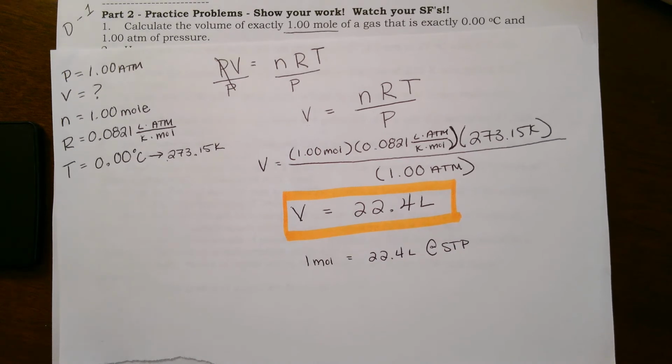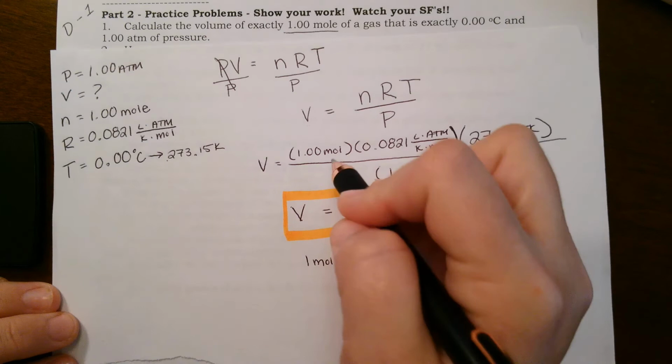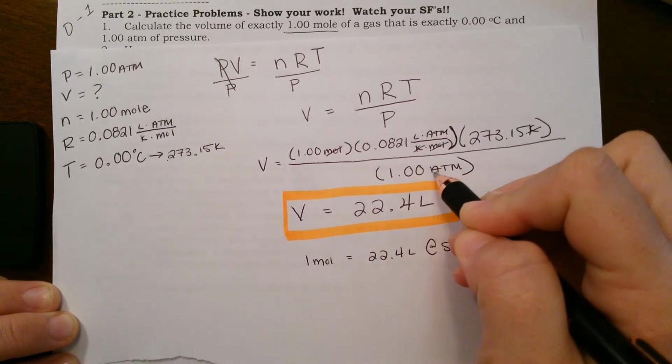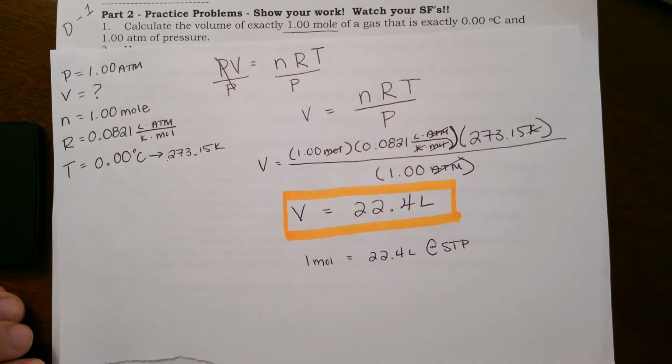Very exciting. If we wanted to also take a look at those units, we can see that they all cancel. So we go from moles to moles, Kelvin to Kelvin, atm to atm, and then the only unit we're left with is liters, which is going to be the unit for our final answer.